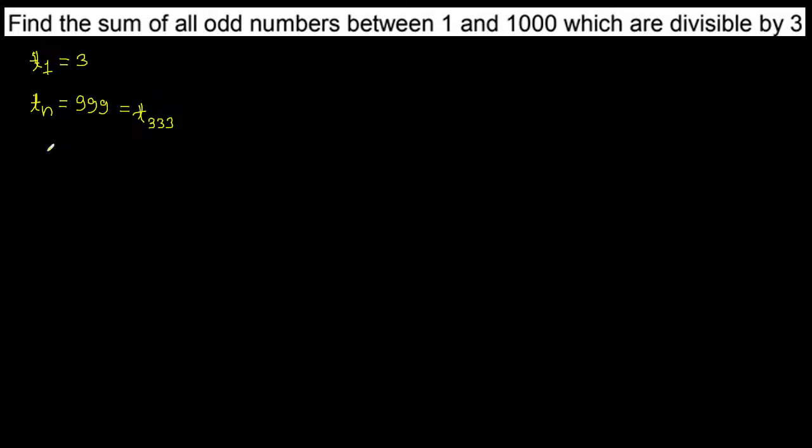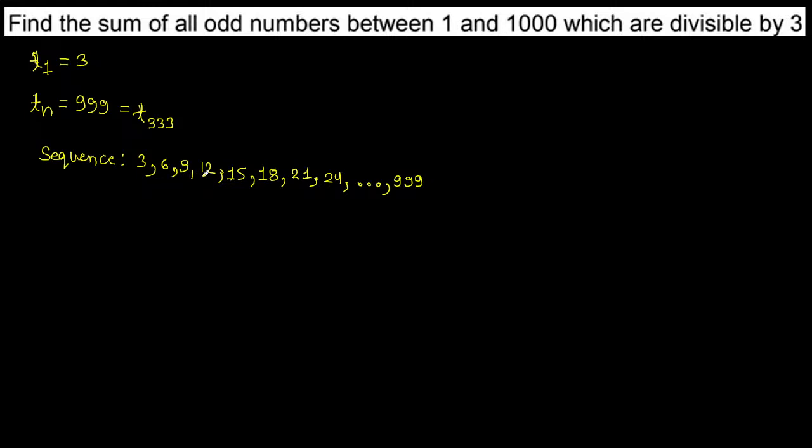If you see the sequence, this is 3, 6, 9, 12, 15, 18, 21, 24, dot dot dot, 999.